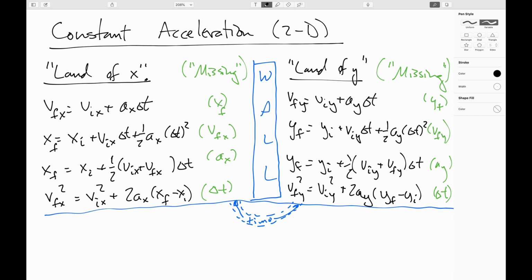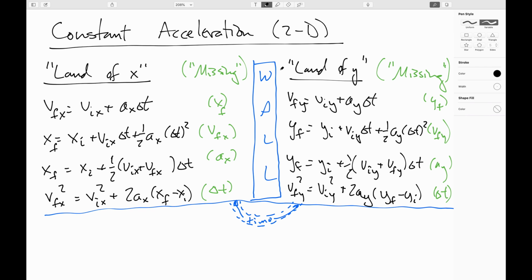So I like to call this the land of x and the land of y. And I like to imagine that there is a great big wall between the land of x and the land of y where nothing gets passed back and forth. You do not pass x and y components of velocity back and forth. You don't pass x and y components of acceleration back and forth. You don't pass x and y components of position back and forth.